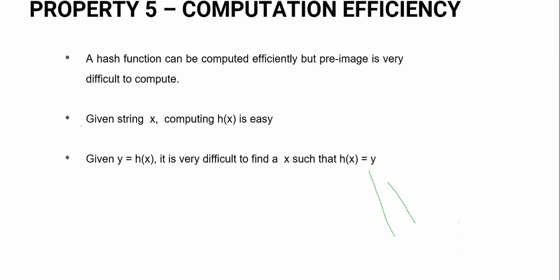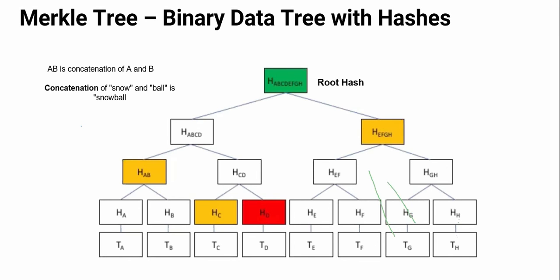Another thing is about computation. Given an input x, it's easy to compute h of x. But if I give you something y, which I know is h of x, but I don't tell you what x is, and ask you to tell me what x is such that h of x is y, that's impossible. That's the one-way property. So these are all the key properties of a hash function. Let's look at what hash functions are used in blockchain.